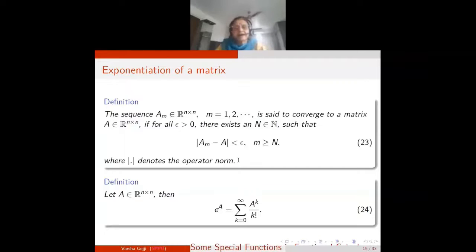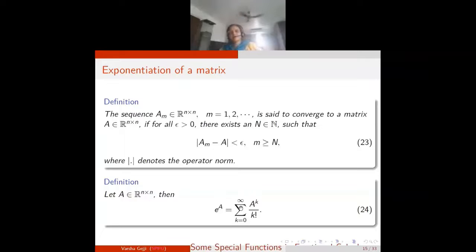And you can have a matrix operator norm. So a little bit of functional analysis is required. If that norm is less than epsilon, then you say the sequence of matrices converges to the matrix A. So in the same line, you now define e to the power A, where A is a matrix.